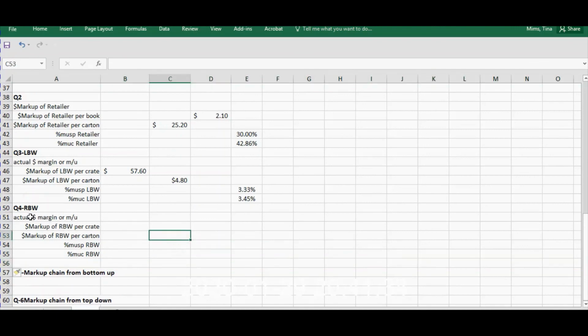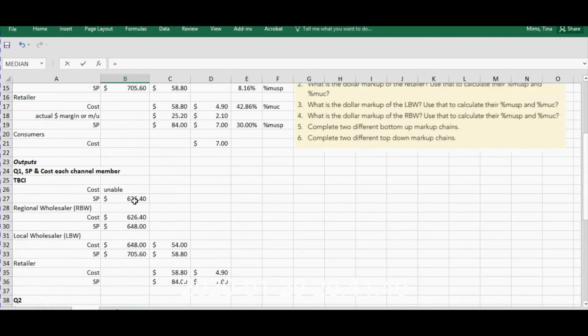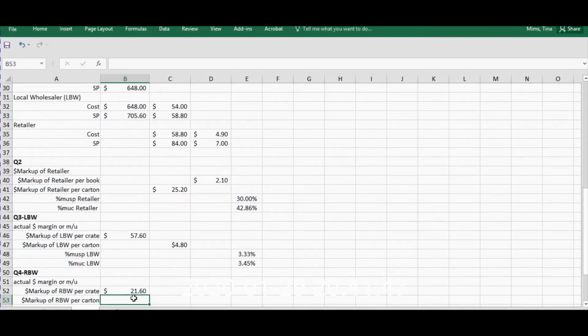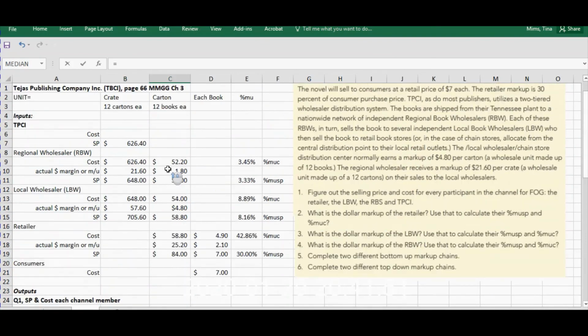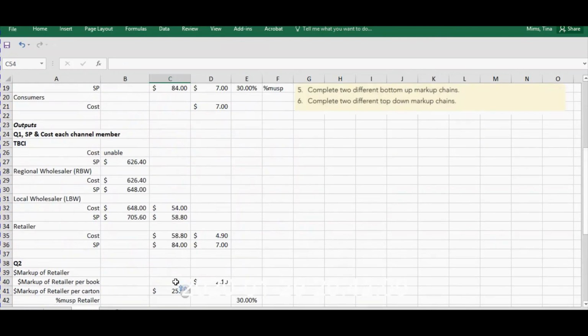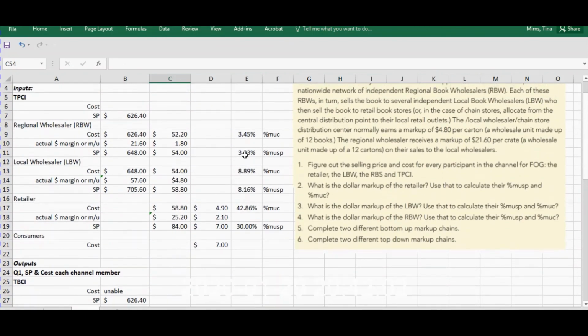Okay, so now we can do the same thing again. Actual dollar markup. Well, clearly it's going to be by crate on the regional side. So let's come up here and get regional crate markup, per carton. Regional dollar markup carton. Gosh, that's certainly slim margins. Percentages are very, very small here. Markup on selling price.